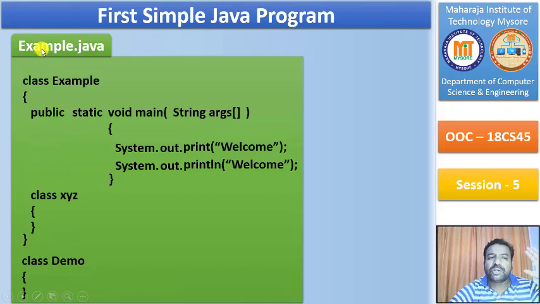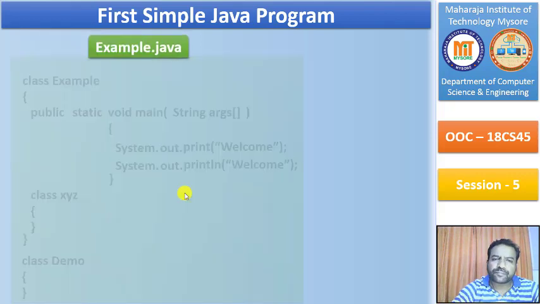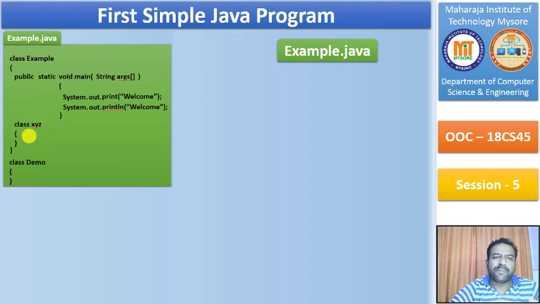You need to make sure the file name is the same as the class which contains the main function as a member function. Remember this carefully. I will tell you in a few minutes why you need to do this. So now my simple Java program is complete with elaboration. I've saved the program as example, because the main function is in the example class, with the .java extension.